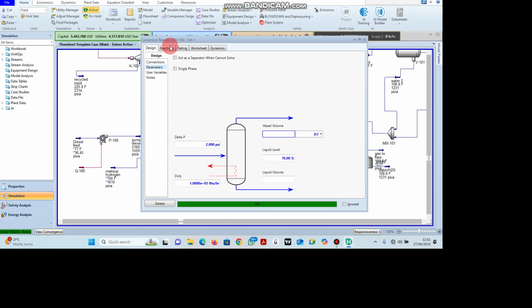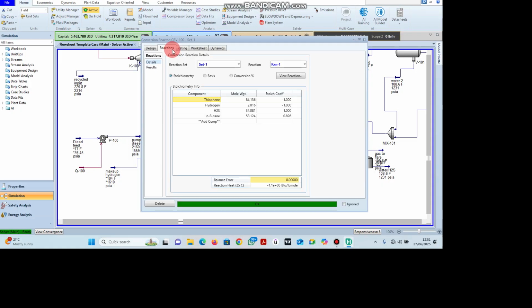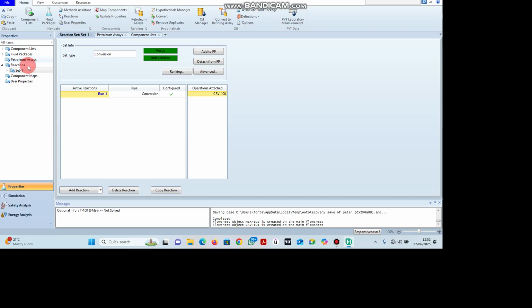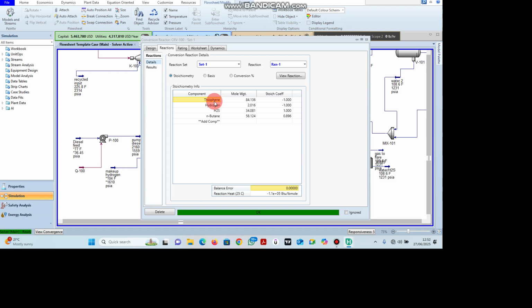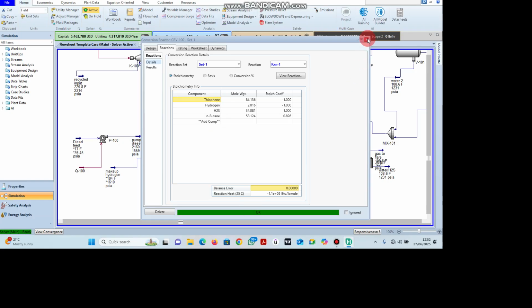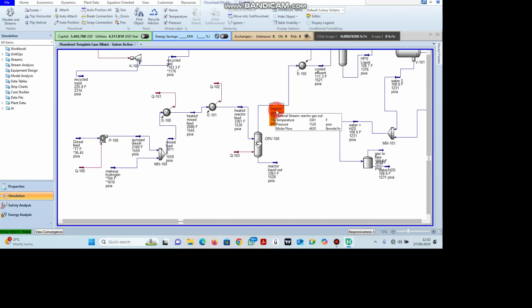Next, very important for a reactor, you take reactions. Remember, you come here, this reaction set, you select set 1, and for that reaction set 1, you automatically input this reaction here. Remember our reaction at the level of properties, right? Here, if you don't put this here, when you come to your simulation environment, you will not have it. So you have the thiophene, hydrogen, H2S, which is the product obtained, and butane, right? When you select it, it automatically converges for you. So here you can always check.